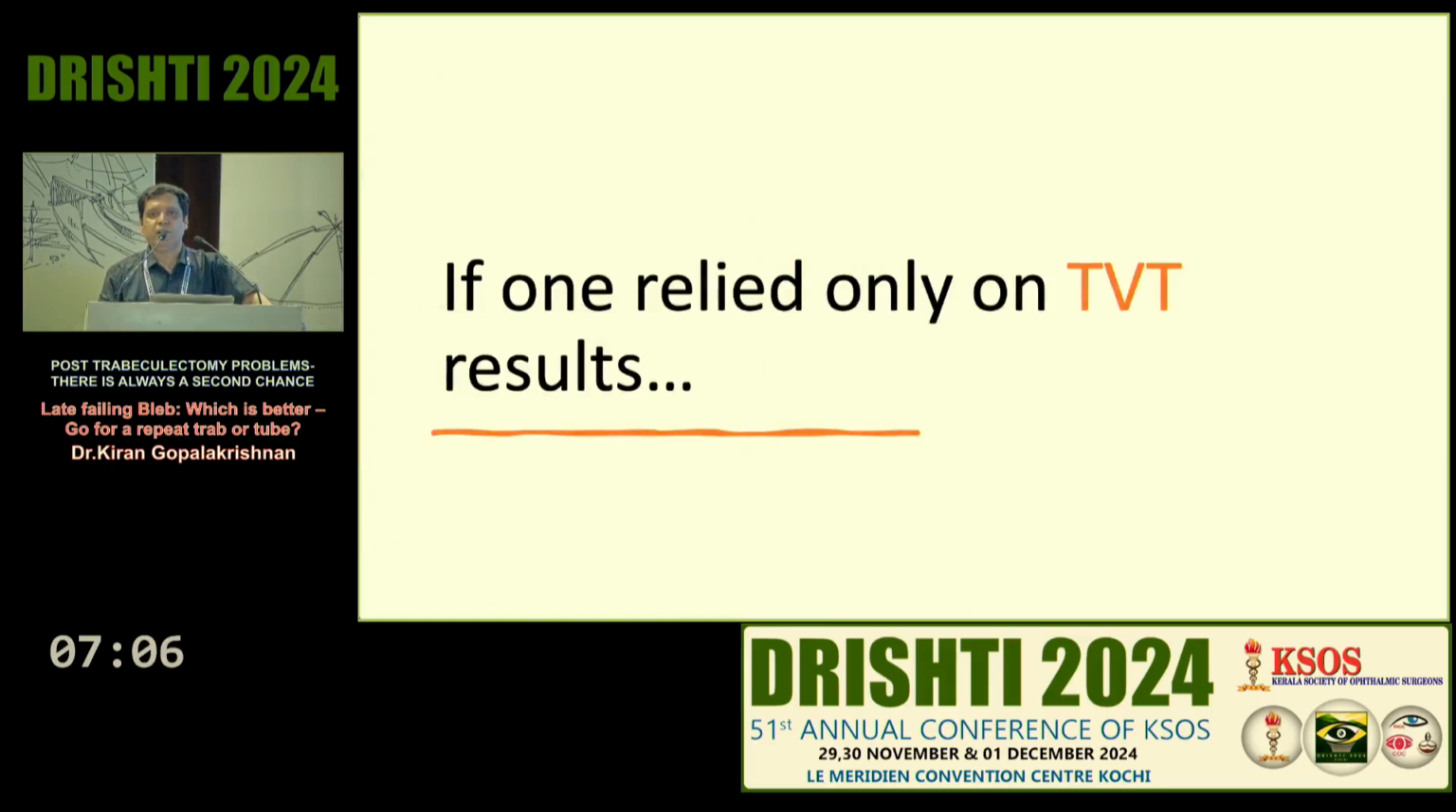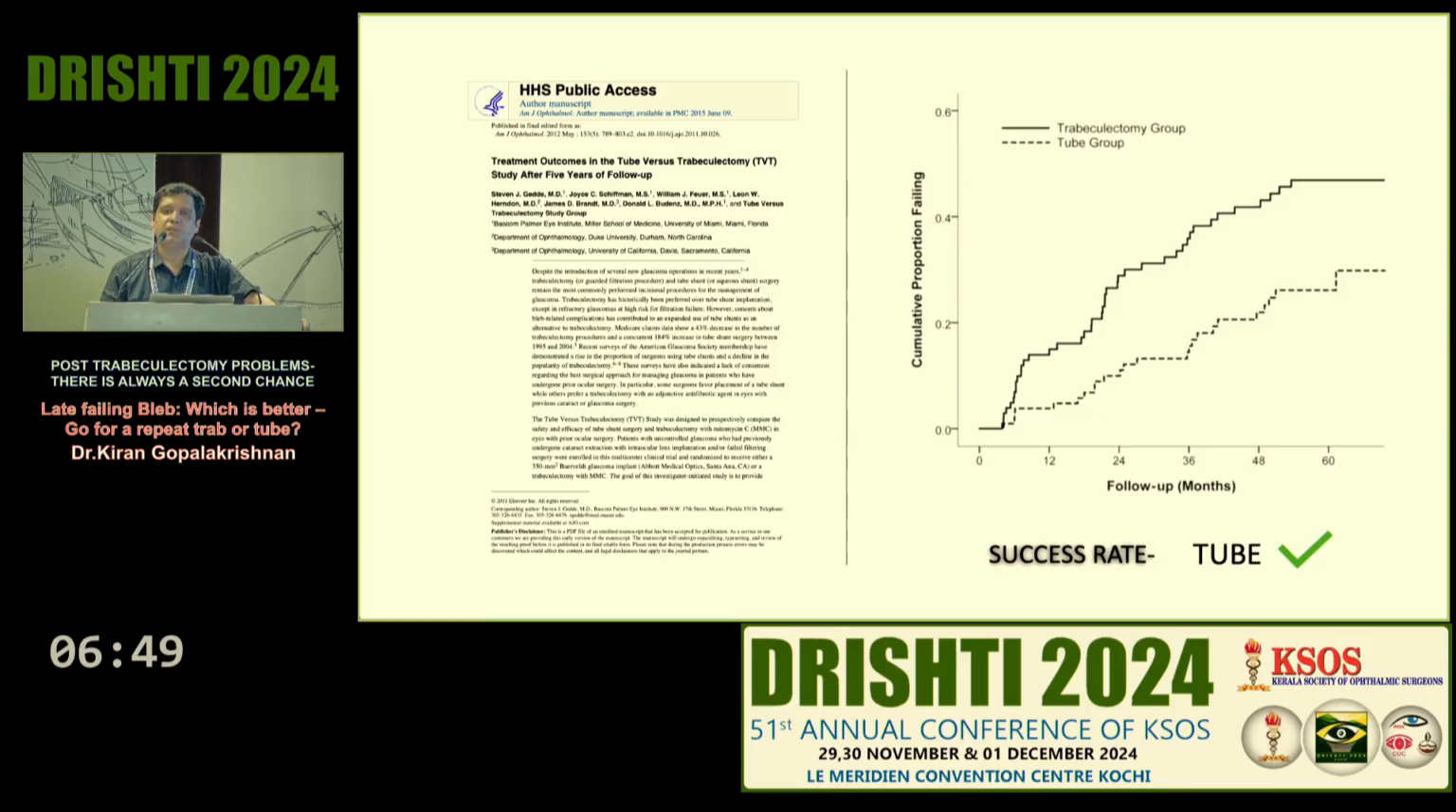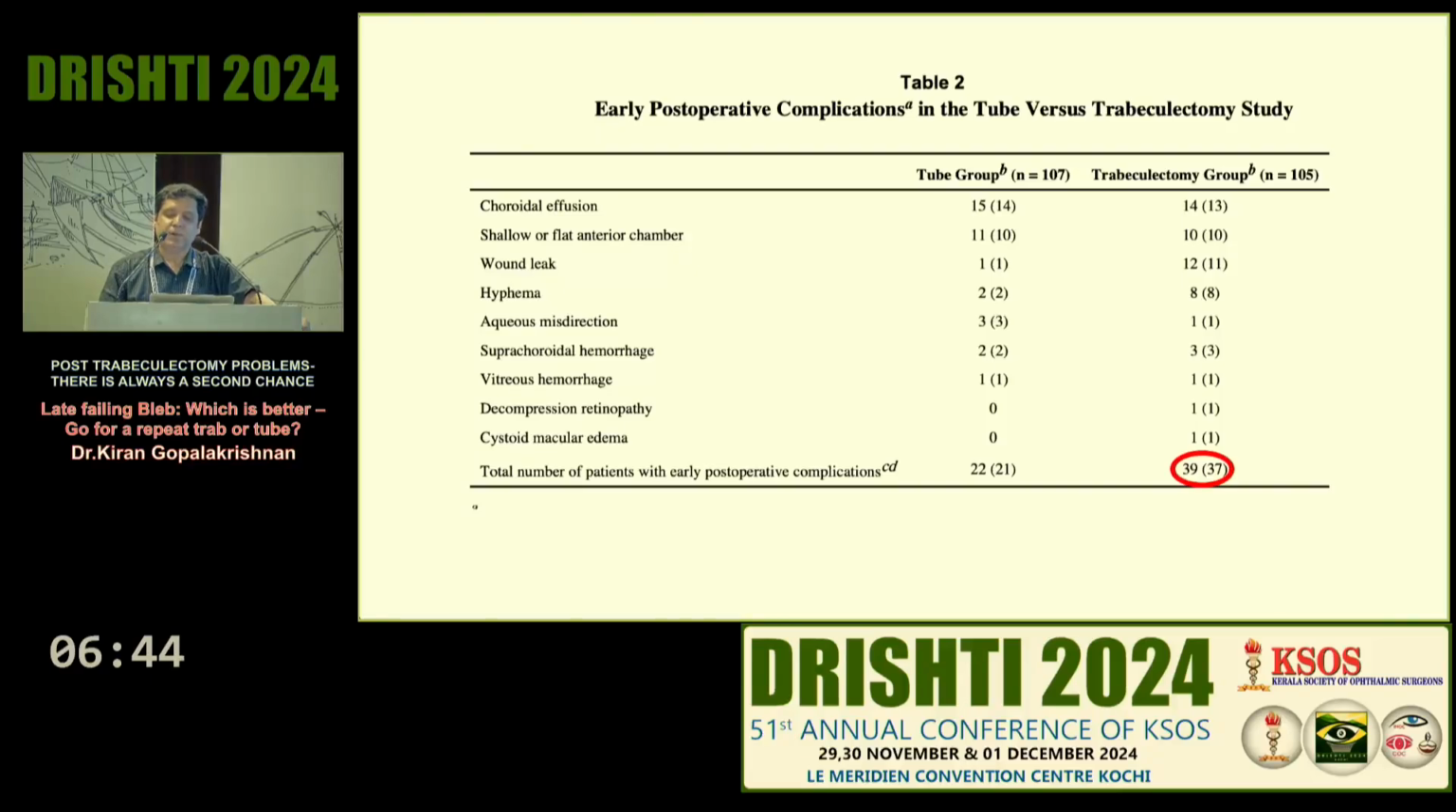Now, if you only relied on the data of the TVT, which is the level 1 high quality evidence we had addressing the same question of whether we should do a repeat trab or a tube in cases of failed trabs, it's an absolute slam dunk decision in favor of tubes, because not only were the success rates higher for tubes at 5 years, the early postoperative complications were higher in the trab group. But we also need to keep in mind that the complication was dominated by two things: wound leaks, which is eminently preventable through a watertight conjunctival closure, and hyphema, which is very much self-limiting.